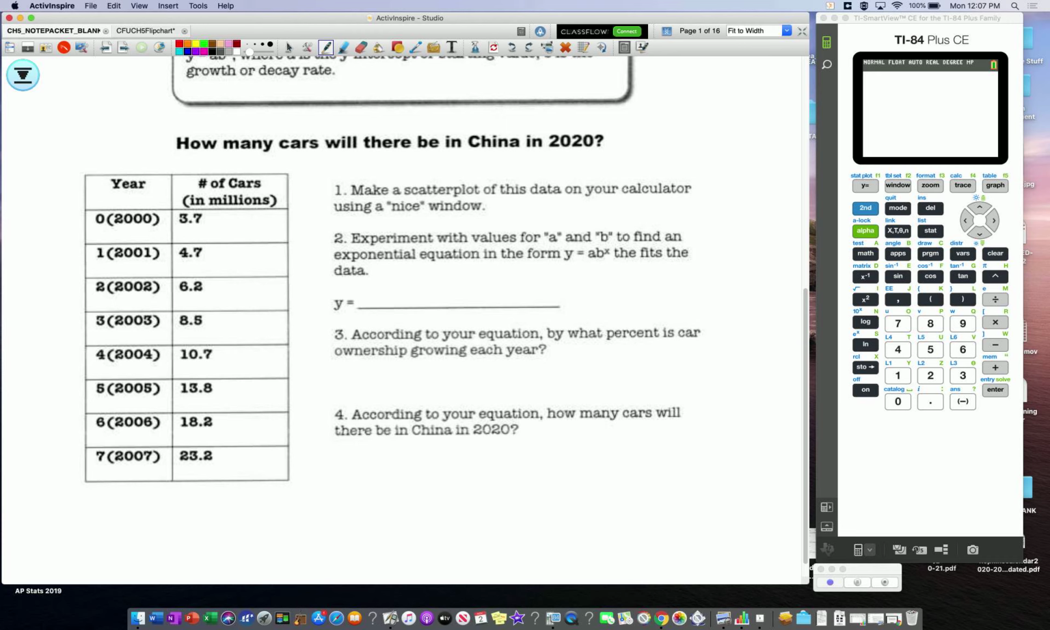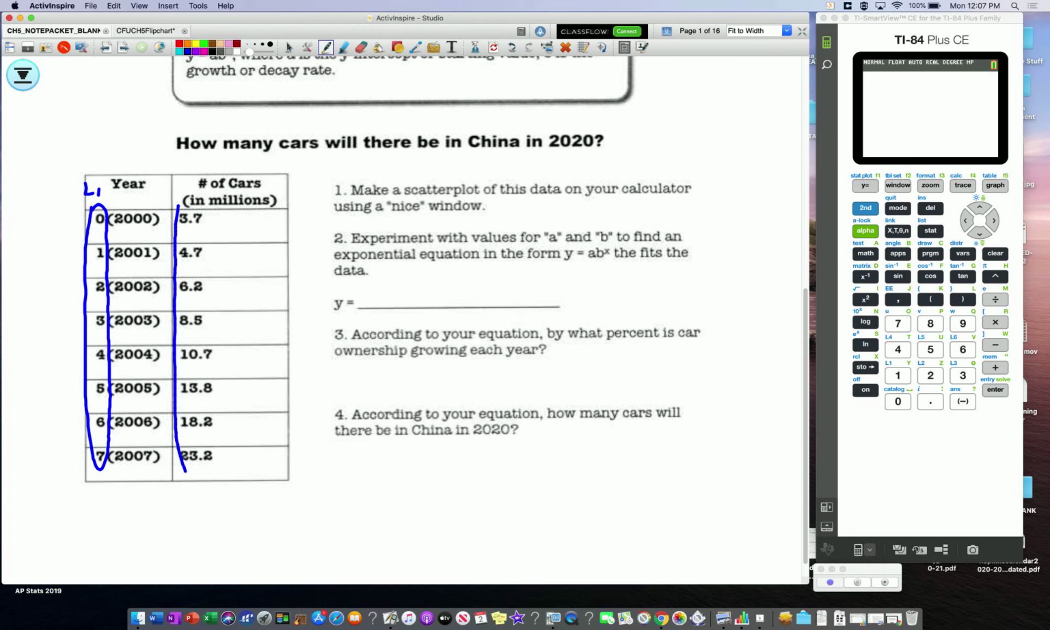It says, make a scatter plot of this data on your calculator using a nice window. So instead of entering in the years, I'm going to enter in the numbers 0 through 7. You want to do that because this is like your x value, and you really don't want an exponent to be 2,000, because you're taking a number to the 2,000 power. Your calculator is more than likely going to error out. Hence why we use smaller numbers to correspond to them.